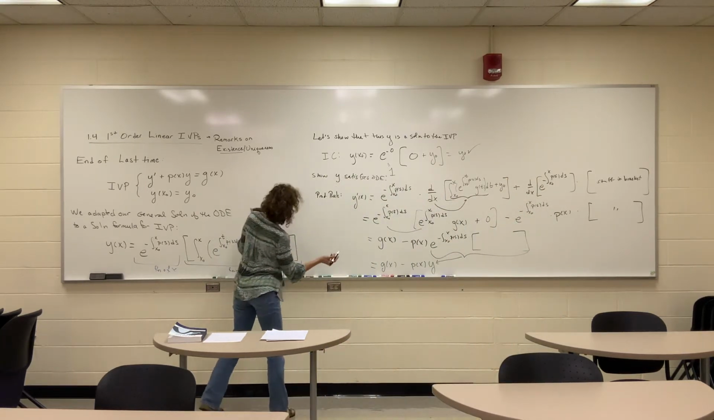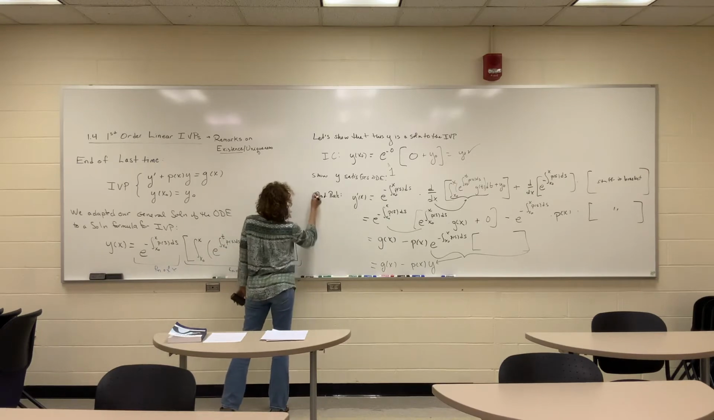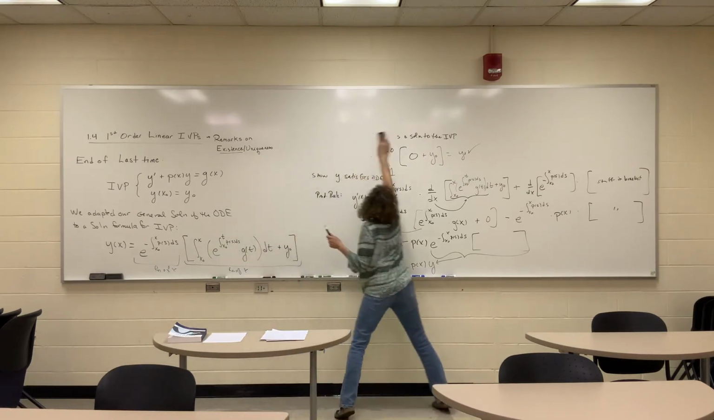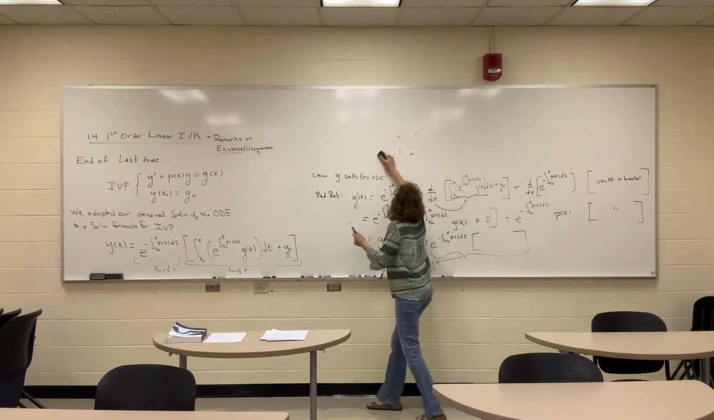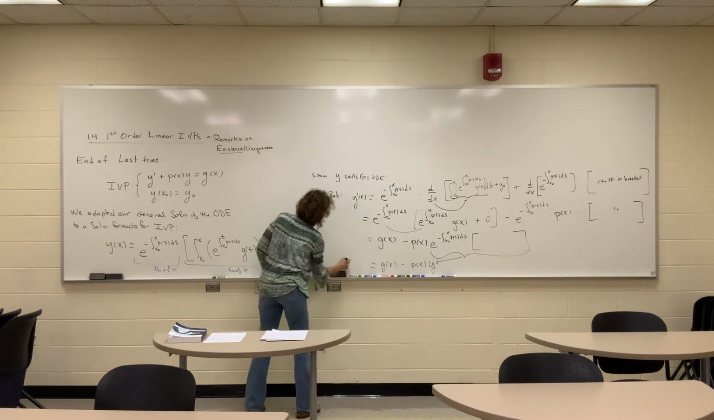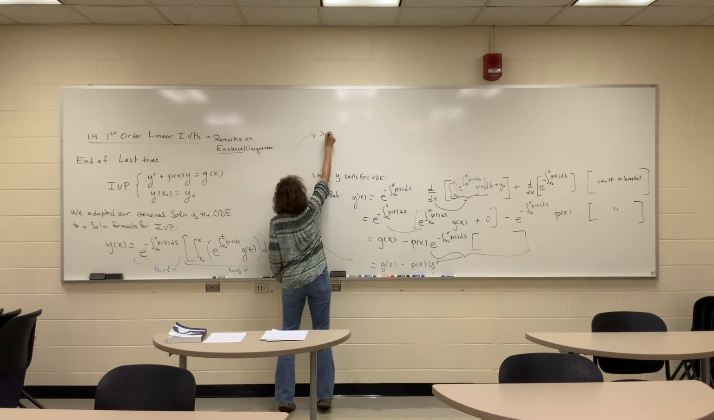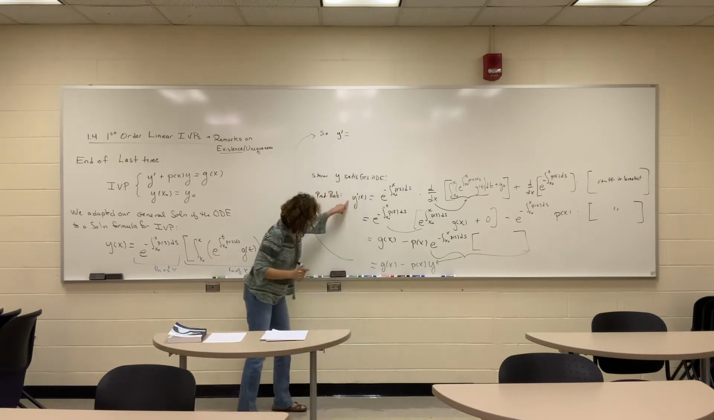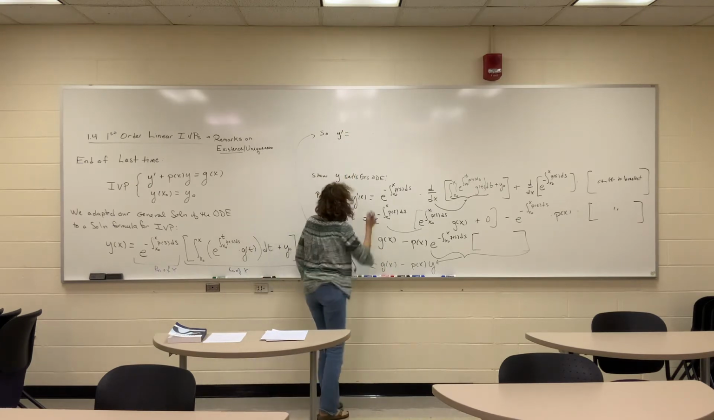Where do I write this? Let me be over here. I guess I can erase this. Let's just come back up to the top. We already checked that the initial condition held. Let's come back up here. So for this y prime, what did we discover? g of x minus p of x times y.